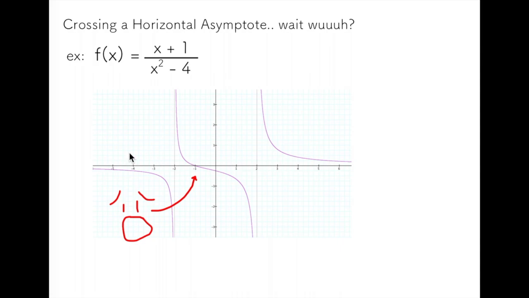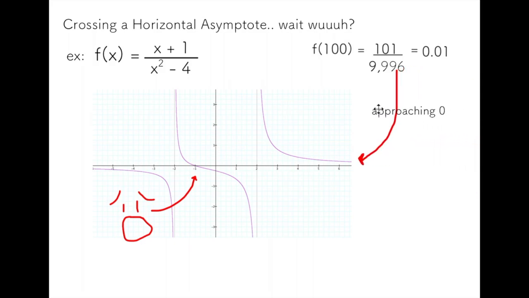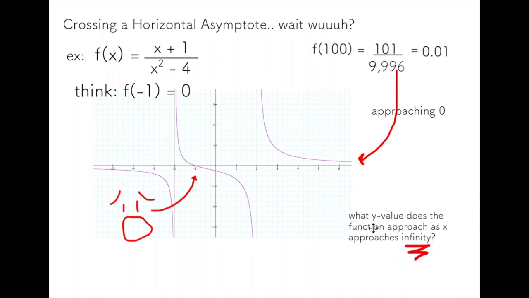So in this case, if I sub in a really big number like 100, for instance, you can see that this thing is approaching 0, and you can see that on the graph of this function. But if I sub in a number very close to 0, so locally, for instance, like -1, if I sub in -1 into this function, I get 0. And that's what you're seeing right here on the graph. So just remember the definition for horizontal asymptotes. These are y values that a function approaches as x approaches infinity, not close to 0. I know, math is weird.